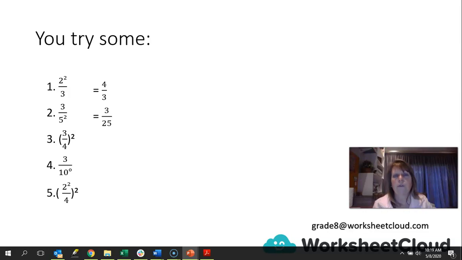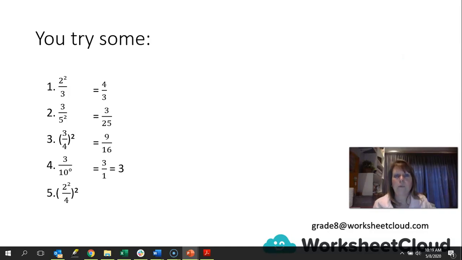Can you see how you've only squared the number where the exponent is? But now look at number 3. The whole fraction is squared, so you'll square the top, which will give you 9, and the denominator, which will give you 16. Okay, have a look at number 4. There is an exponent that is 0, so your answer is 3 over 1, and you can simplify that to 3.